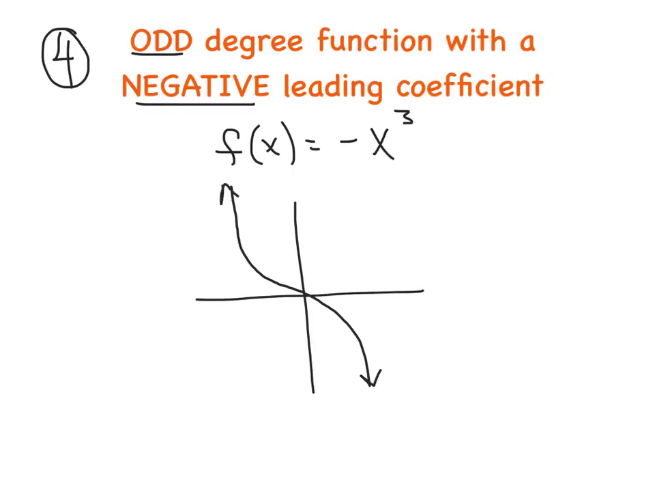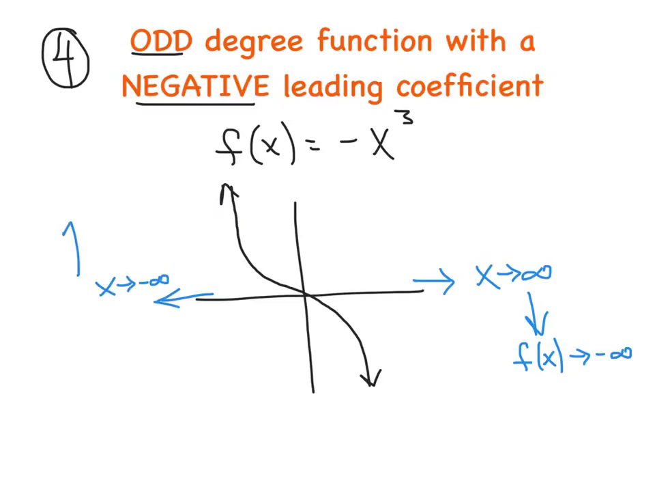Alright, and what you'll see here is the function starts high, but it finishes low, just the opposite of the last one. So let's go through our notation. As I walk to the right, x approaches infinity, but the graph heads south, or in other words, f of x approaches negative infinity. As I walk to the left, x approaches negative infinity, but the graph goes up, so f of x approaches positive infinity.